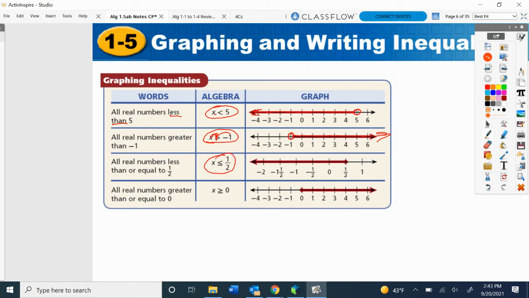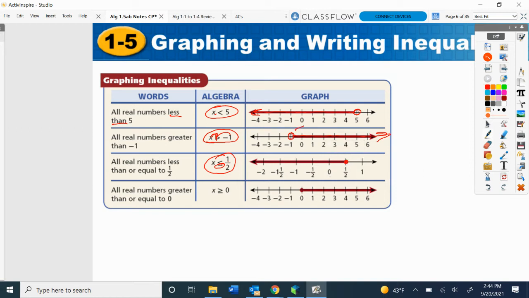Okay, take a look at this next one. x is less than or equal to 1/2, because we got part of that equal sign. All right, so how we would show that, because x could either equal 1/2, because we got that there, or it's going to be less than 1/2. So it's either going to be equal to 1/2 or less than 1/2. All right, to show that, we would do a filled in circle at 1/2.